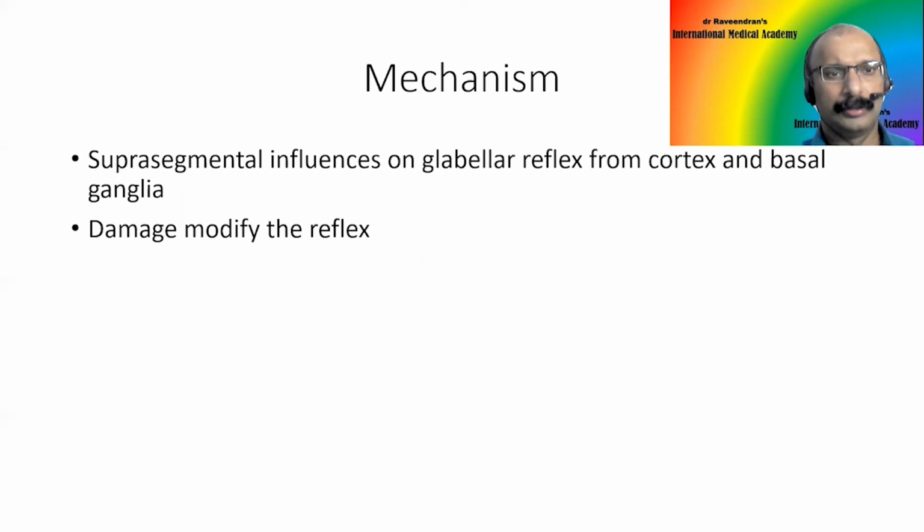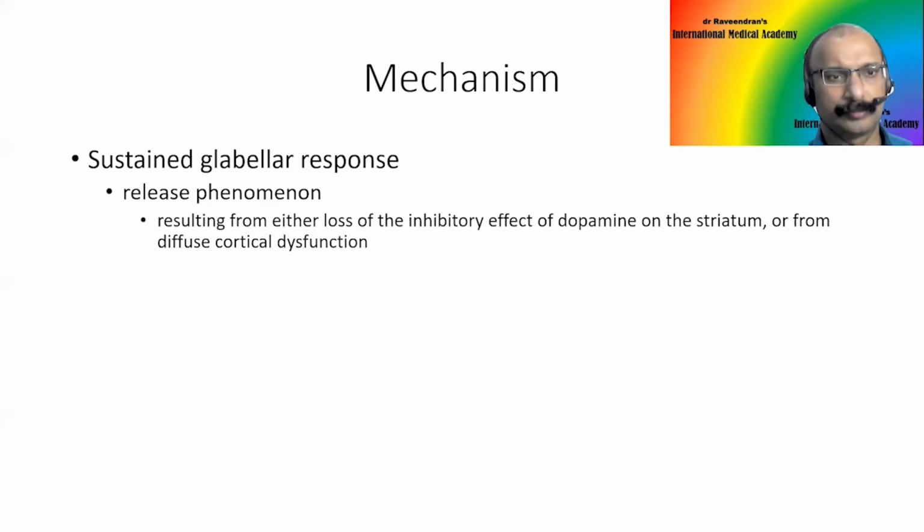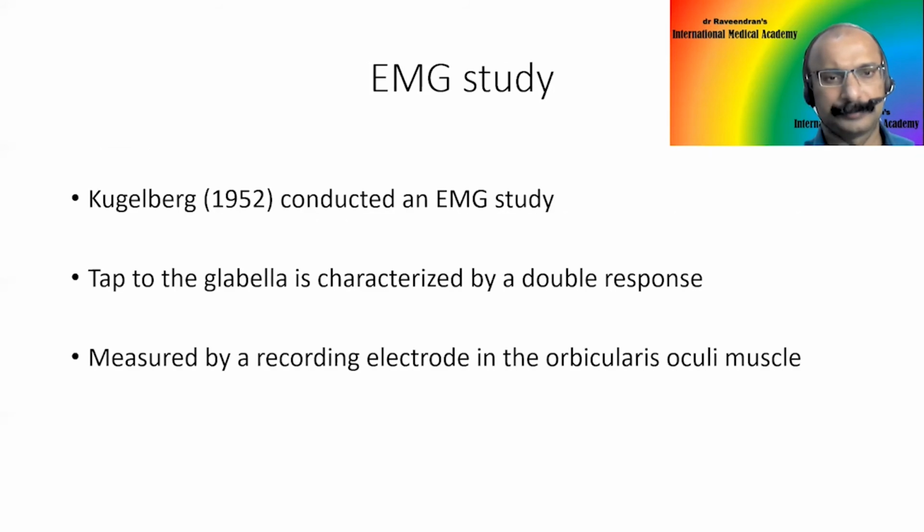So there is suprasegmental influence on glabellar reflex from the cortex and basal ganglia, and damage to these structures modifies the reflex response. So sustained glabellar reflex is a release phenomenon resulting either from loss of the inhibitory effect of dopamine on the striatum or from diffuse cortical dysfunction.